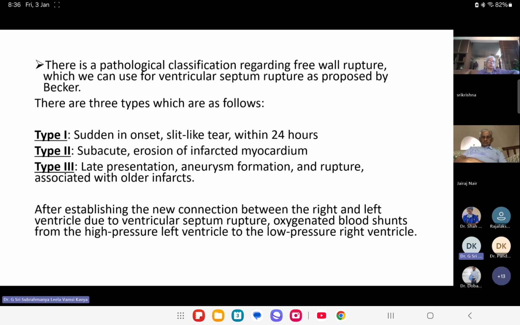There is a pathological classification regarding free wall rupture, which we can use for ventricular septum rupture, as proposed by Becker. There are three types. Type 1 is sudden in onset, a slit-like tear, which occurs within 24 hours. Type 2 is subacute, erosion of the infarcted myocardium. And type 3 is a late presentation, aneurysm formation, rupture associated with older infarcts. After a new connection is established between the right and left ventricle due to the ventricular septal rupture, oxygenated blood shunts from the high pressure left ventricle to the low pressure right ventricle.